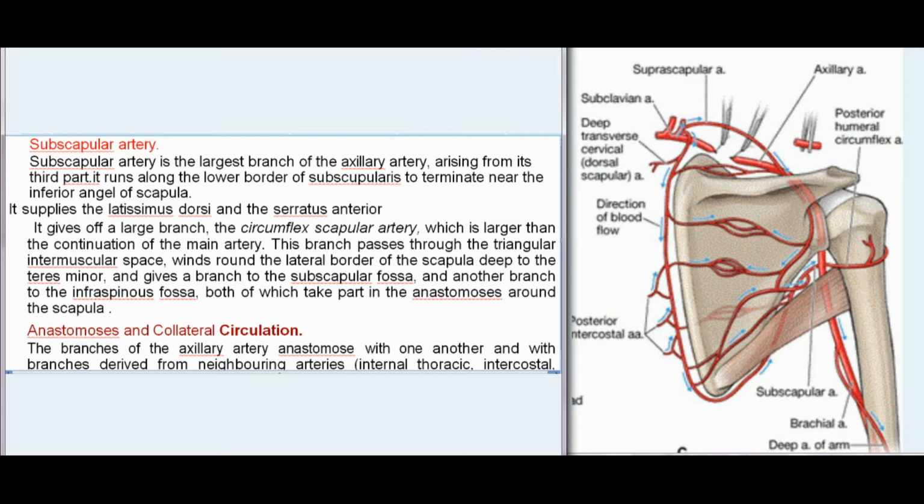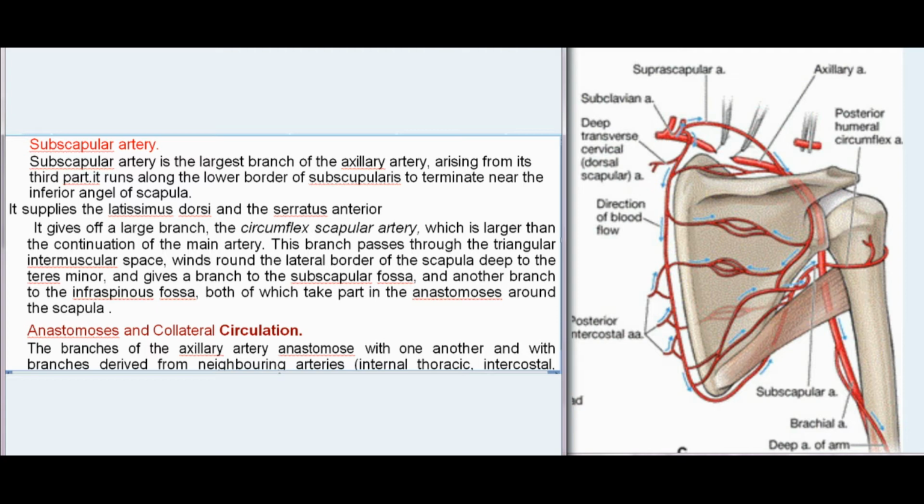It runs along the lower border of subscapularis to terminate near the inferior angle of the scapula. It supplies the latissimus dorsi and the serratus anterior. It gives off a large branch, the circumflex scapular artery, which is larger than the continuation of the main artery.